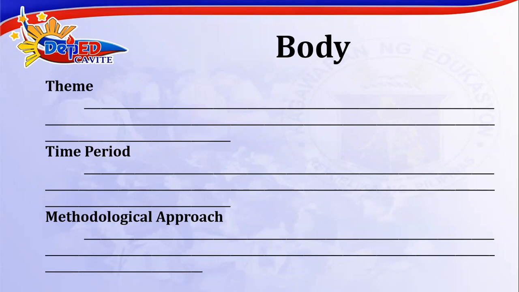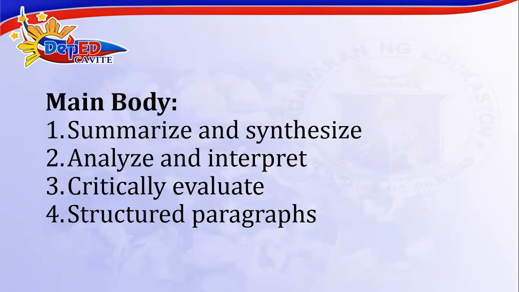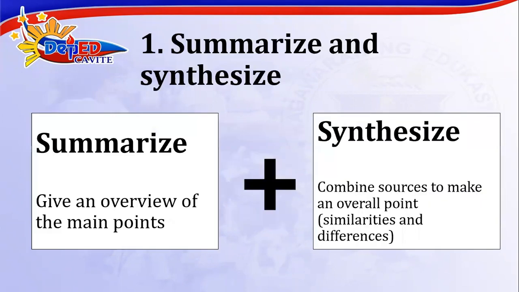So I will give you four tips that will help you improve your writing of the body of your literature review. We have summarize and synthesize as number one. The number two is analyze and interpret. Number three, critically evaluate. And number four is structured paragraphs. So I'll show you how these four tips work by giving you some examples.